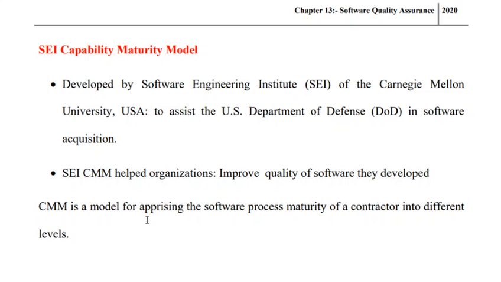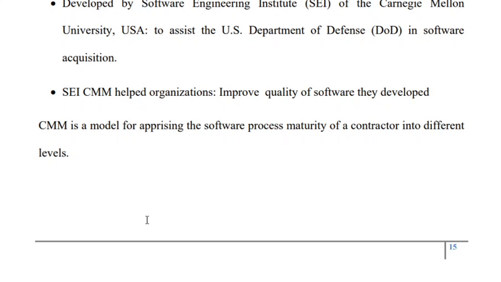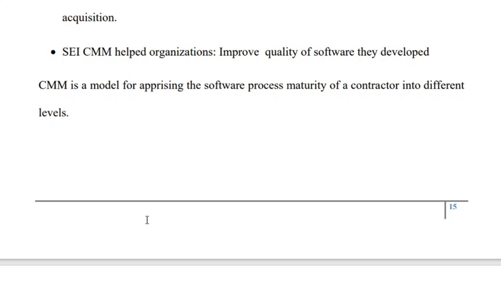It not only helps the organizations who are trying to select the best possible contractors for the software, but it also helps the organizations that are developing the software in order to improve the quality of the software product that they develop. Now, CMM is a model used for appraising the software process maturity of contractors into different levels. CMM basically tries to identify five different levels of maturity: level 1, level 2, level 3, level 4, and level 5. The first one is called the initial level, the second one is called the repeatable level, the third one is called defined, the fourth one is called managed, and the fifth one is called optimizing.